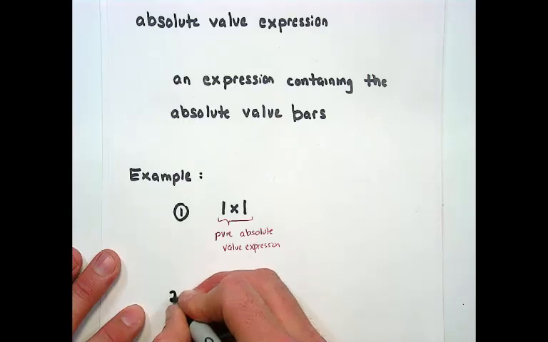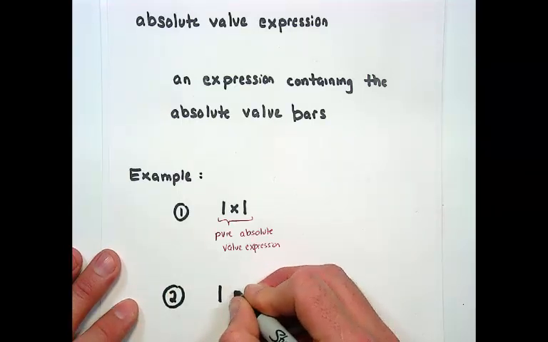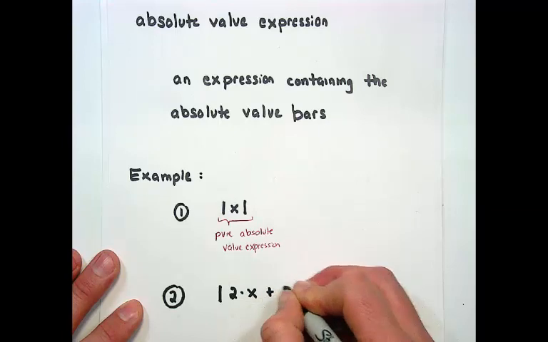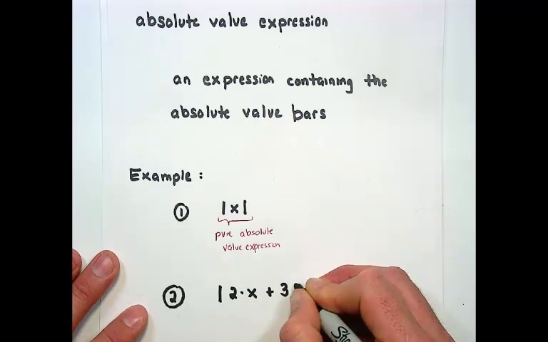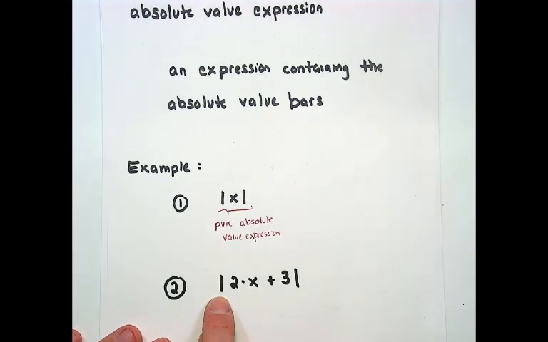Let's take a look at another pure absolute value expression that is a little bit more interesting. In this case, we can actually do multiplication on the inside. So 2x plus 3 in absolute values. We would read this entire thing as the absolute value of 2x plus 3.